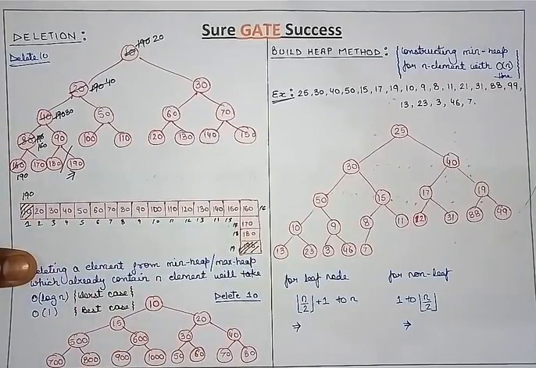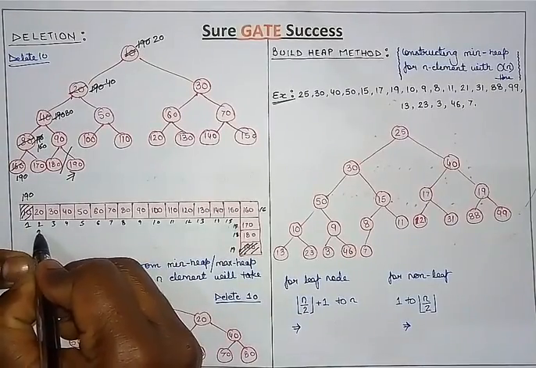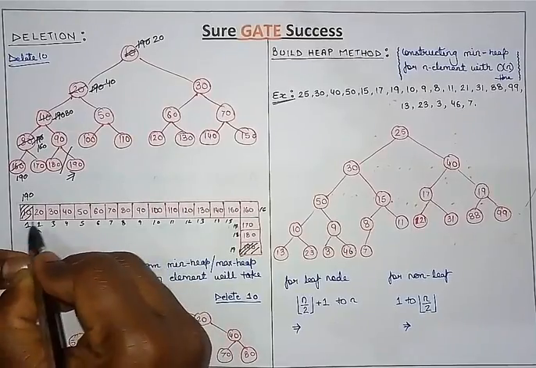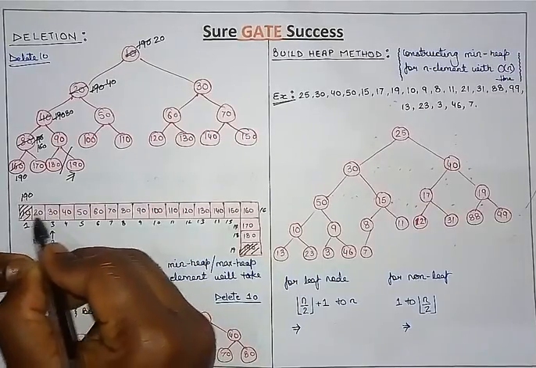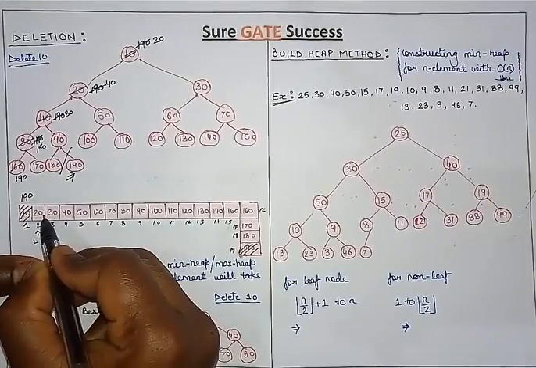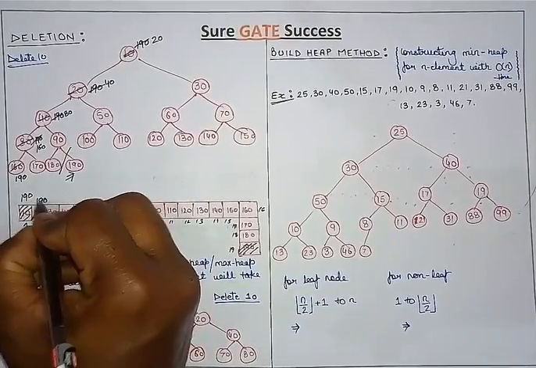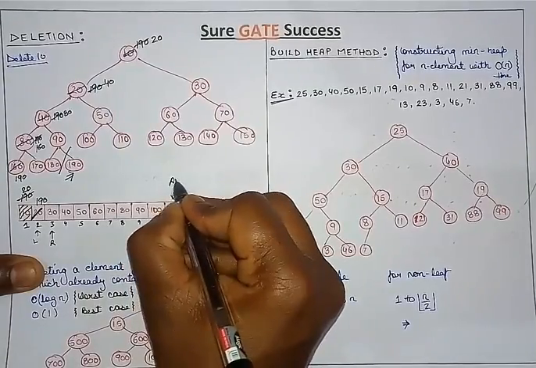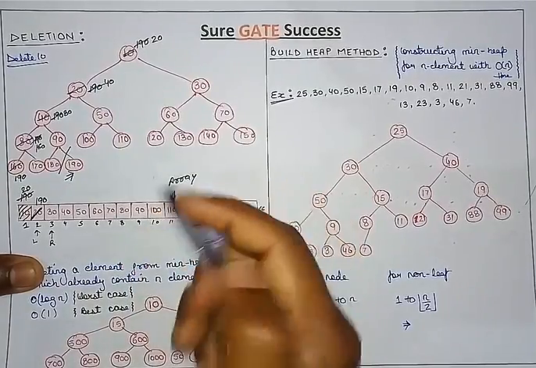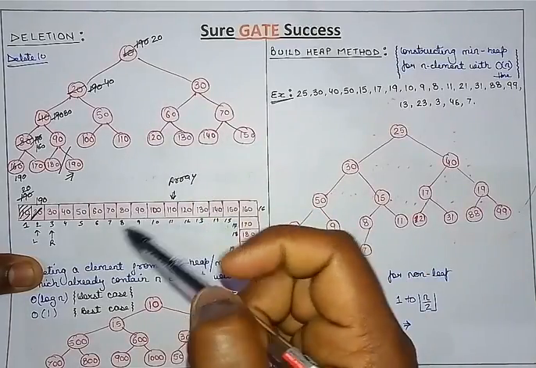So now we have to compare 190 with both of its children. What will be the left child? 2 into i, that is, it will be the left child. 2 into i plus 1, that means it will be the right child. We have to check with both of them. So 20 will be the smallest, so we have to replace 20 with 190 and 20 will be here. This is in the array representation. I have made it clear in the binary representation, so this will be in the array representation.